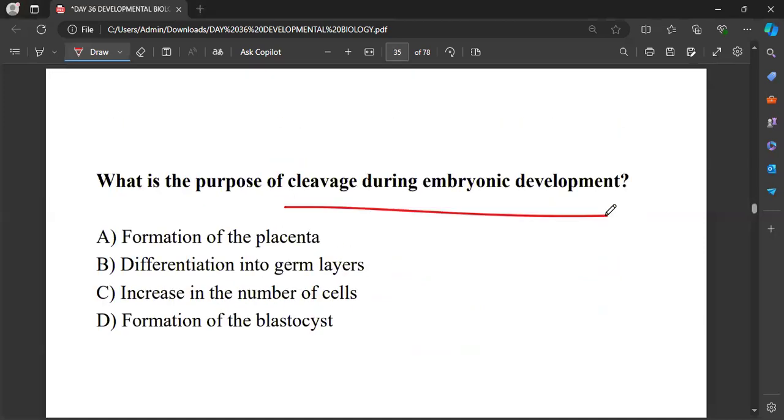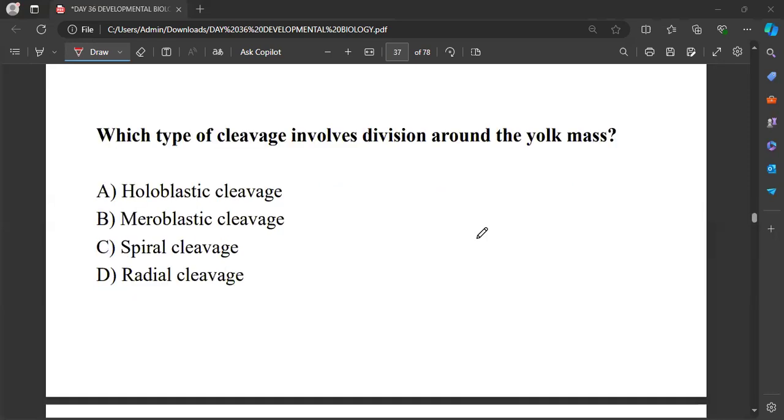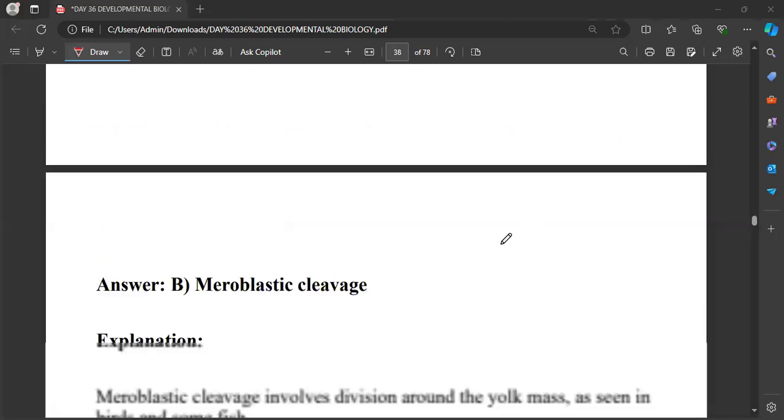What is the purpose of cleavage during embryonic development? Formation of placenta, differentiation into germ cells, increase in number of cells, formation of blastocyst. That will be an increase in number of cells. Okay. Which type of cleavage involves division around the yolk mass? That will be meroblastic cleavage.